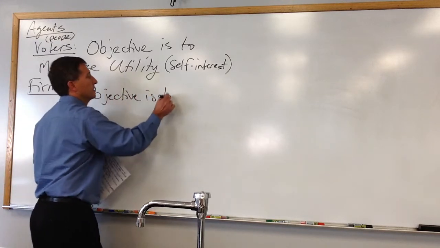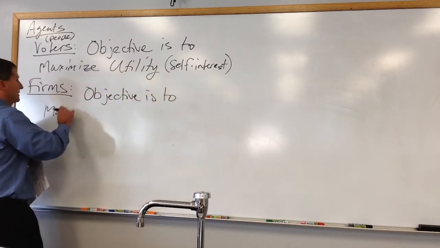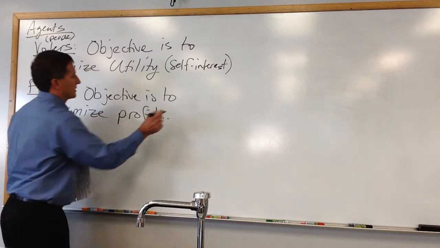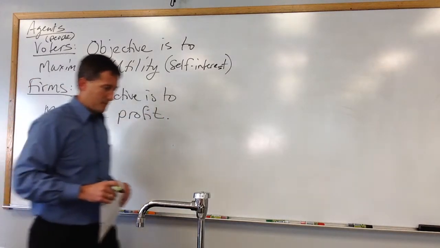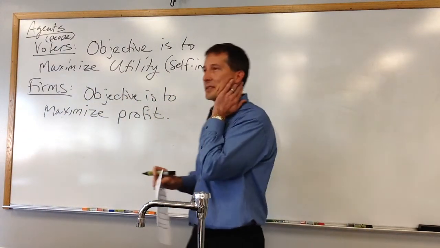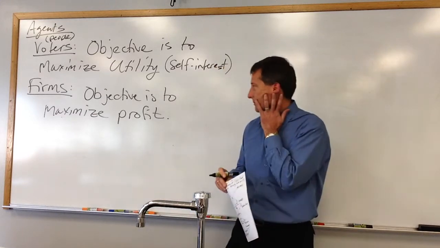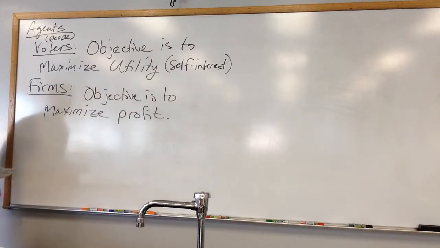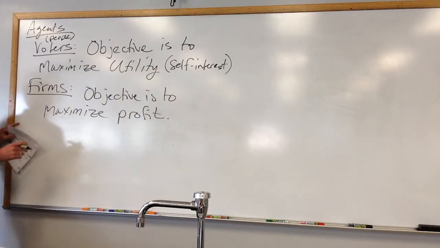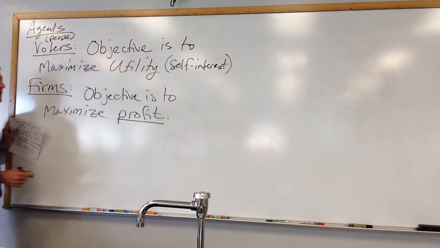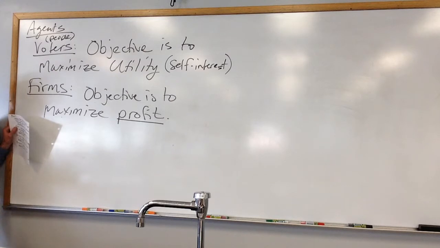Objective is to maximize profit. Now, some other companies, or a business owner, might have some other little side objectives. But our baseline assumption is that they're out to maximize profit. All right, and so from the firm's perspective, government policy might be important to them.